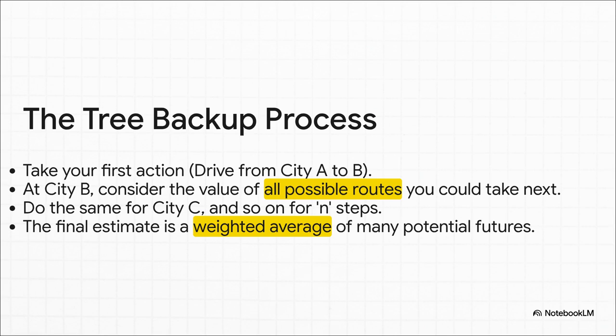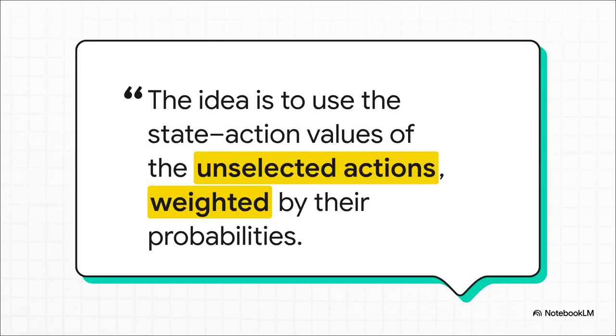What you end up with is this branching tree of possibilities. So the final update to your estimate is this rich, weighted average of many potential futures, not just that single lonely road you actually took. And hey, don't just take my word for it. The legendary textbook on reinforcement learning by Sutton and Barto says it perfectly. The key here is that phrase, use the state action values of the unselected actions. It's literally learning from the choices you didn't make. That's the secret sauce that makes this whole thing so powerful.